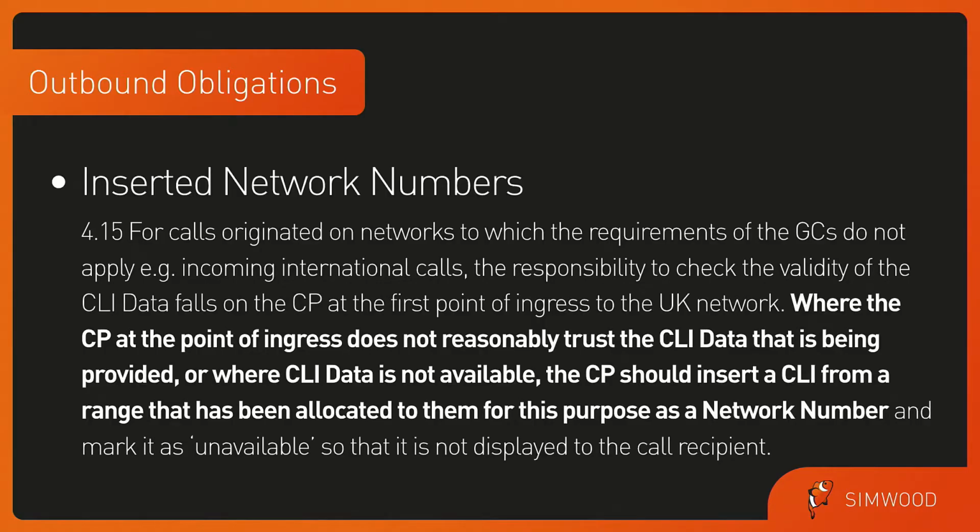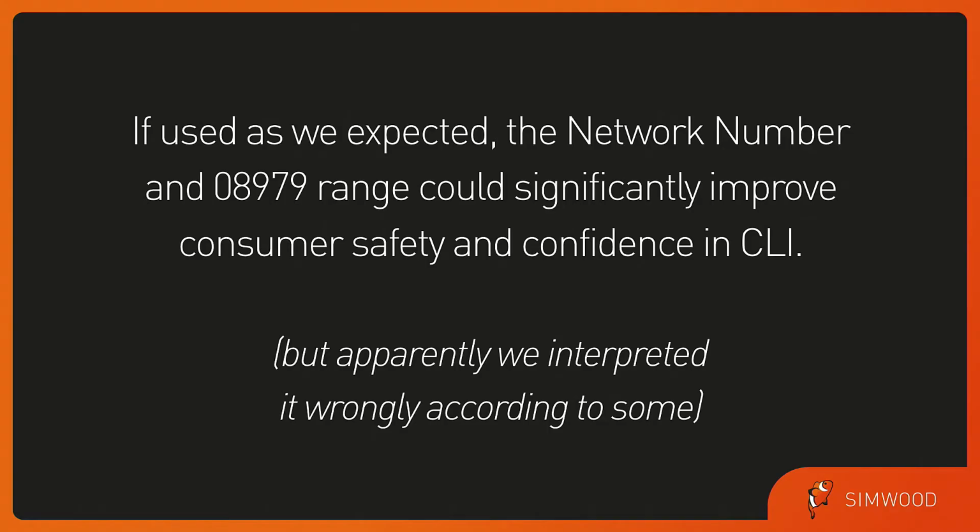And this is what Ofcom said at the time: where the CP at the point of ingress does not reasonably trust the CLI data being provided, or where that data is unavailable, the CP should insert a CLI from a range that has been allocated to them for this purpose. Again, this seems really clear. If you don't reasonably trust the CLI that your customer's given you, insert a network number. So there we go. It restores consumer confidence in CLI. Brilliant. We can now trace nuisance calls. If we see a network number, we know that's where it came from. Apparently, though, we interpreted it wrongly, including according to Ofcom.